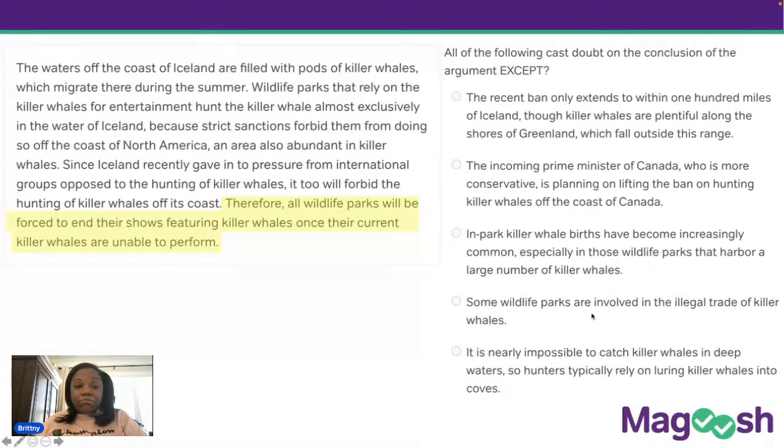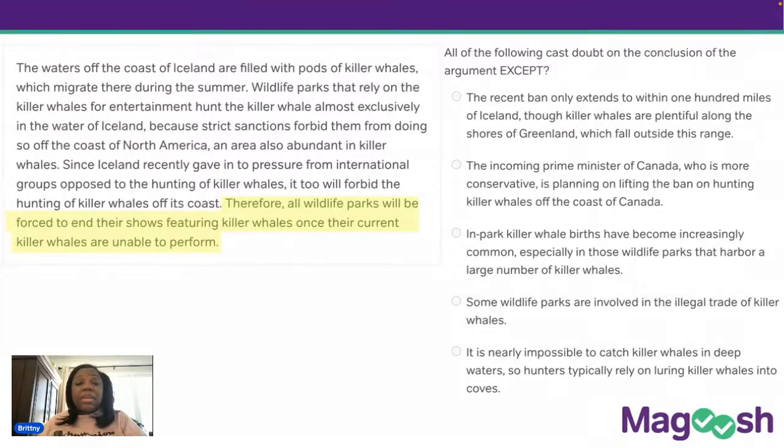In part, killer whale births have become increasingly common, especially in those wildlife parks that harbor a large number of killer whales. Okay, so this gives us a way to replenish the killer whale population, right? It tells us in the park itself, they're having a lot of babies, a lot of whale births. Again, this would attack or weaken our argument that we don't have a source. So C is wrong. D: some wildlife parks are involved in illegal trade of killer whales.